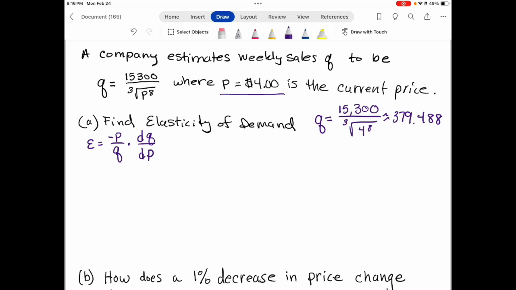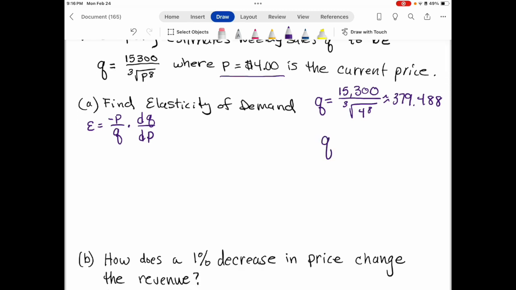Now let's find dQ/dP. We're going to write it in exponential form, and then I'm going to bring it up into the numerator, so my exponent will be negative. So this is going to give me P to the negative 8/3. Now when I take the derivative, I just use the power rule. So I bring the negative 8/3 down in front, multiply it by the 15,300, and then multiply it by P to the negative 11/3, because when we take the derivative, we decrease that exponent by 1.